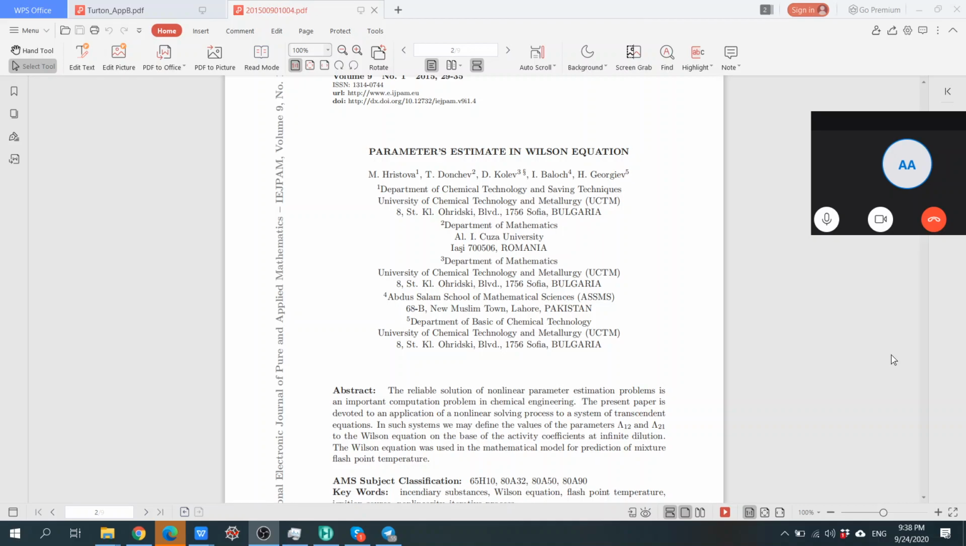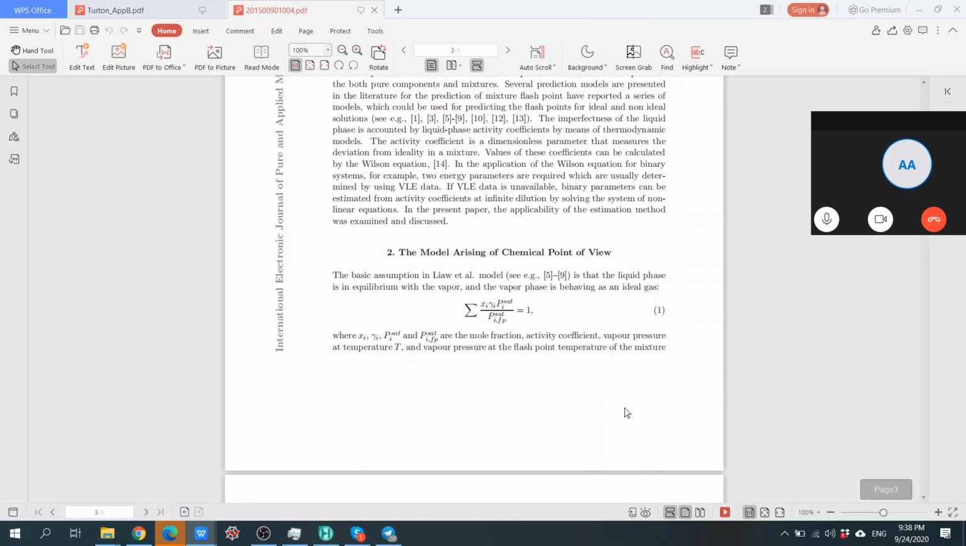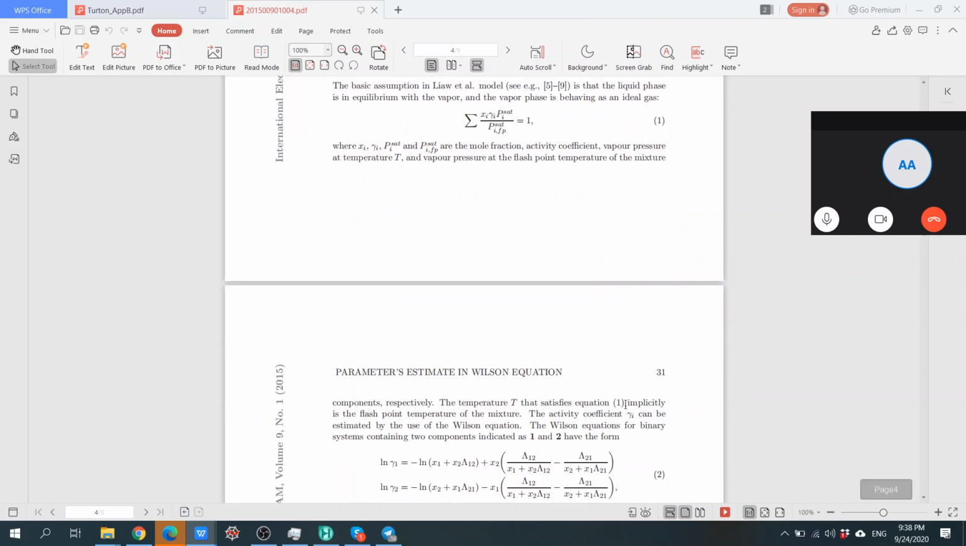So they get these binary interaction parameters by plotting the equations of Wilson, for example, so that it will then match the VLE data of the experiment. So let's see, they can calculate this.